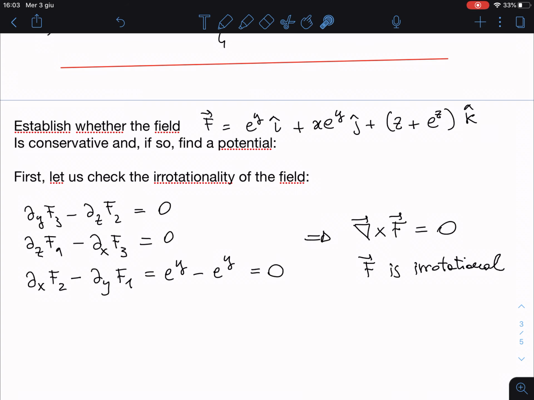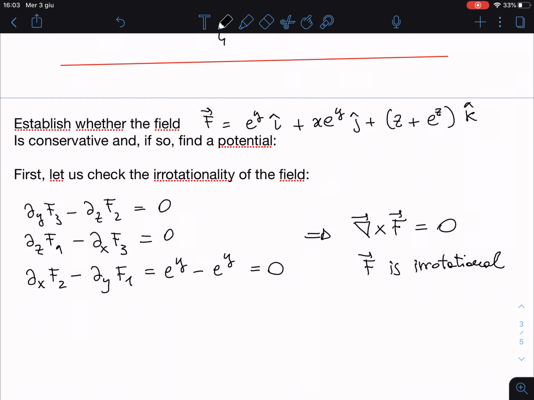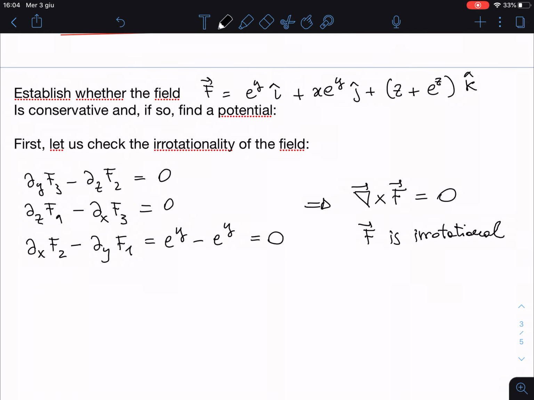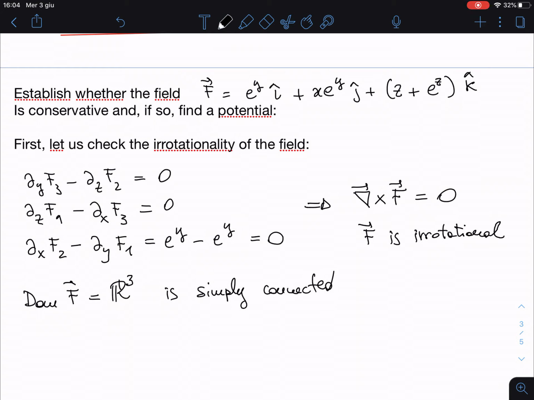Irrotational is a necessary but not sufficient condition. In order to have conservativity, we have to check the domain of F. The domain of F is R3. We are in space, the domain is R3 because the components are functions defined in R3, very simple polynomials and exponentials. And R3 is simply connected. Then F is conservative.